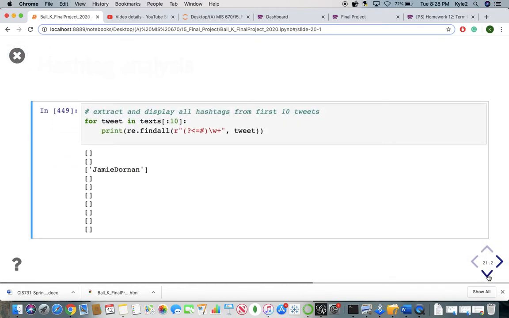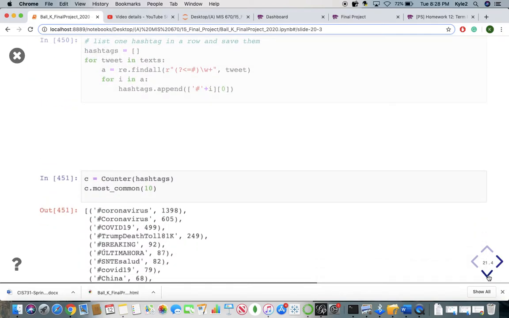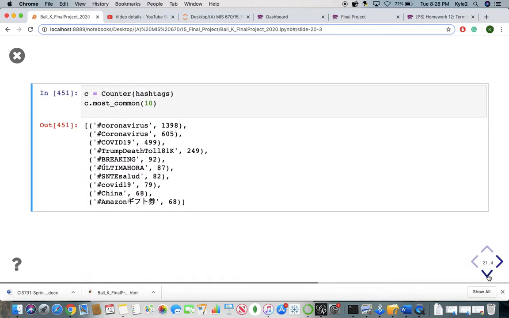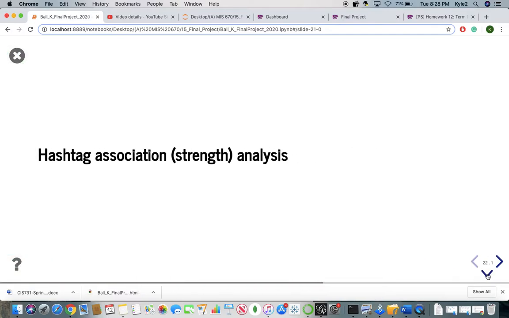So hashtag analytics. This is where I'm going to use Gephi later on. So this is saving the hashtags and then finding out the co-hashtags. I'm getting the most popular, just all the hashtags together here. And I had a visual, but it got cut off.